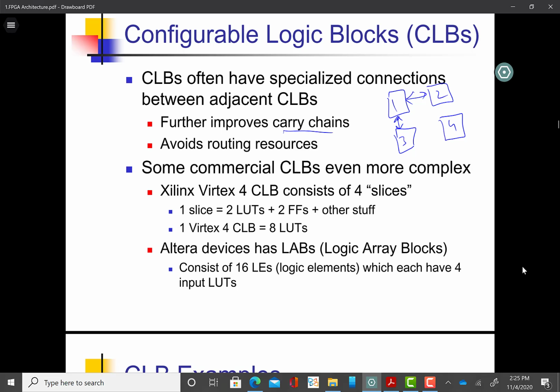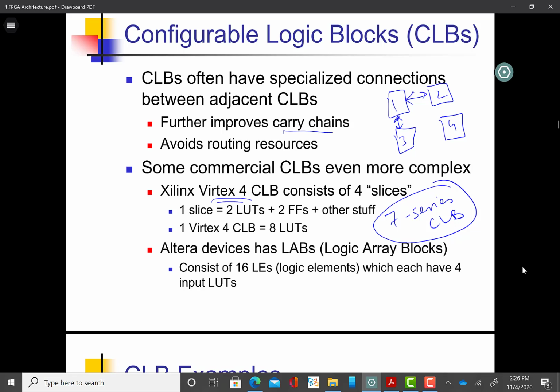Some commercial CLBs are more complex than the simple one that we discussed. It has other stuff which I will not go into detail here, but if you want you can check the documents of, for example, the 7 series CLB. You can search this, and you will find a whole document about the architecture of 7 series FPGAs and how many lookup tables are there and how the flip-flops are connected, and all those things. And this changes from FPGA to FPGA.